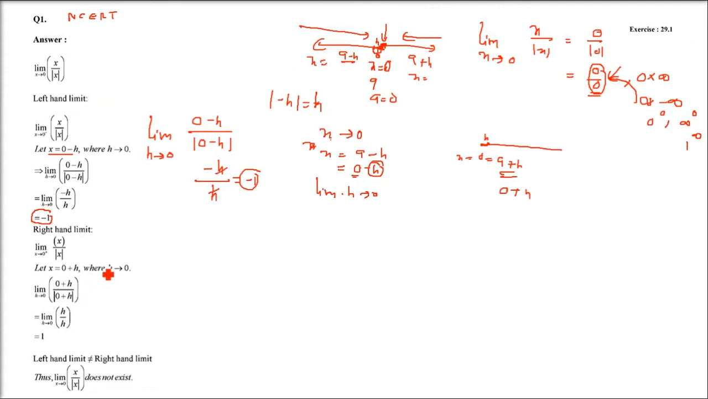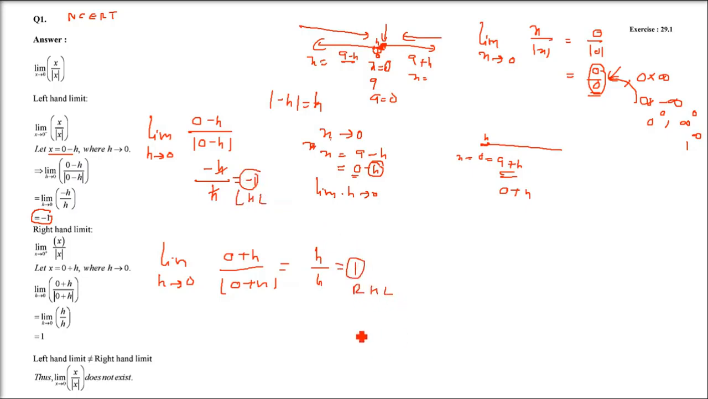So this is 0 plus h by mod of 0 plus h. Now the limit changes to h. So we have 0 plus h by mod of 0 plus h, and in the numerator we have h by h, because mod h plus will come out. So it will be 1, h by h cancels. So now 1 is the right hand side limit.